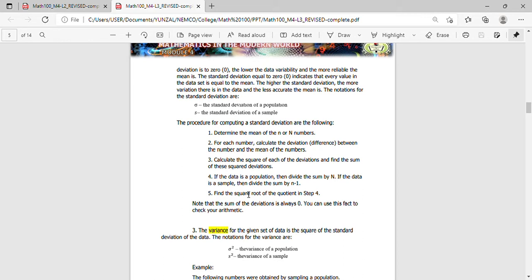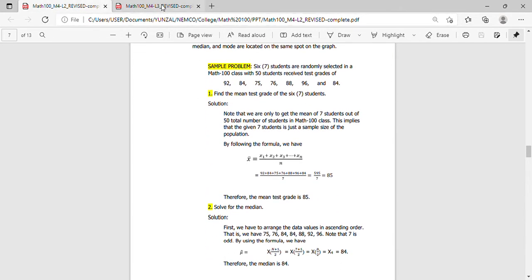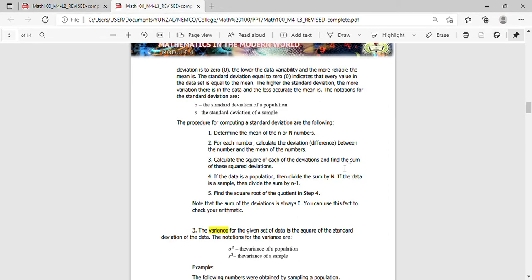And then, okay, number 3, calculate the square of each of the deviations and find the sum of the squared deviations. So, ato i-calculate, kuhaon nato ang square ng kada number. I-square nato siya. Katong gikan gali gi-minus nato, say like for example 75. Unsa tong mean adto nila? Minus, I think I forgot the mean earlier. What's the mean earlier? 85. So ato siya i-minus and then ato after makuha nato i-answer is square nato siya.